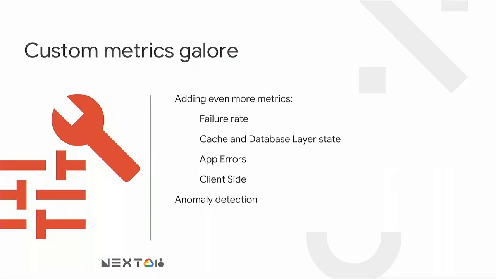Over time, we added even more metrics such as failure rate, cache and database layer state, errors, and plenty of client-side metrics. We could also use the data that already existed in StackDriver to compare our current state to the state we had last week or at some other time in the past. This helped us find anomalies and other irregular activity which had previously been next to impossible. For example, let's assume that we usually have about 10,000 logins per minute in the Bay Area during peak hour. And today, that number is 10 times higher. This could point to a real problem like a login retry storm, and we need to be able to see that.